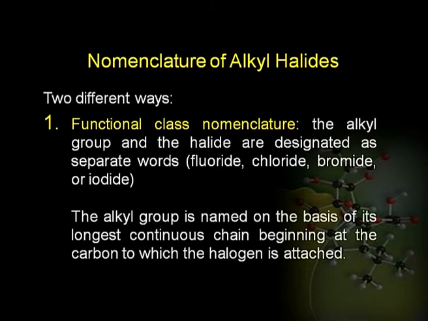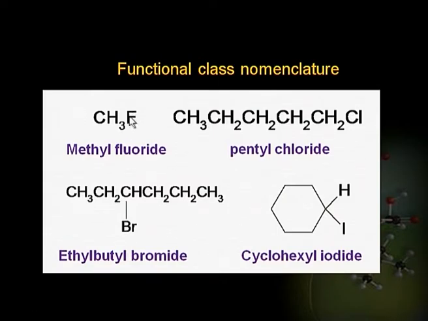So the alkyl group is named on the basis of its longest continuous chain beginning at the carbon to which the halogen is attached. We shall look into one example. See, this is a simpler case where the halogen atom fluorine is attached to the alkyl group, that is the methyl group, and we will name it as methyl fluoride. In this case, again we have a long chain of carbon atoms. We have a 5 carbon atom chain, so we call it pentyl chloride.